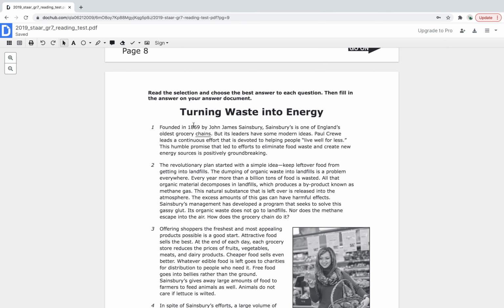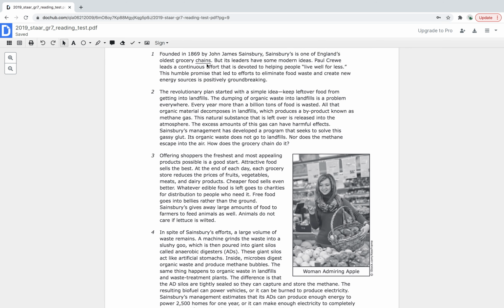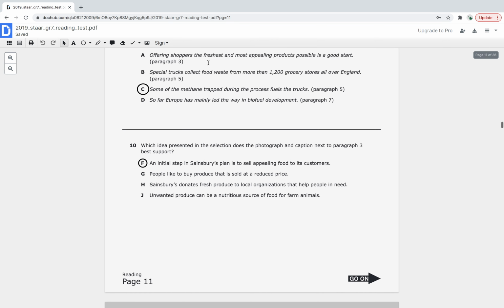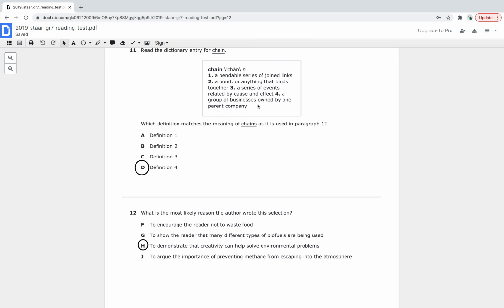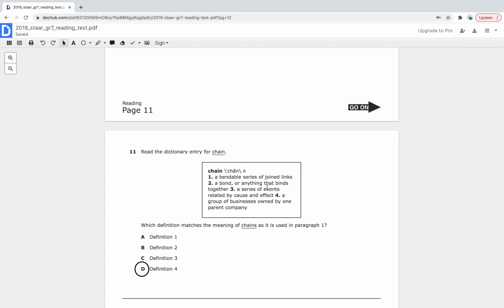Founded in 1869 by John James Sainsbury, Sainsbury's is one of England's oldest grocery chains. So it means that it's a big business of groceries basically. So the answer is definition 4 because it's a group of businesses owned by a parent company. So the original one and then keep linking to new ones.